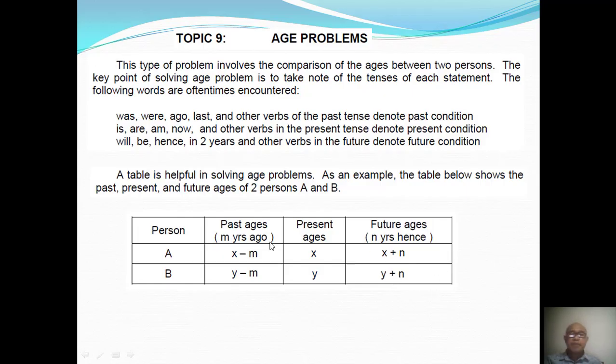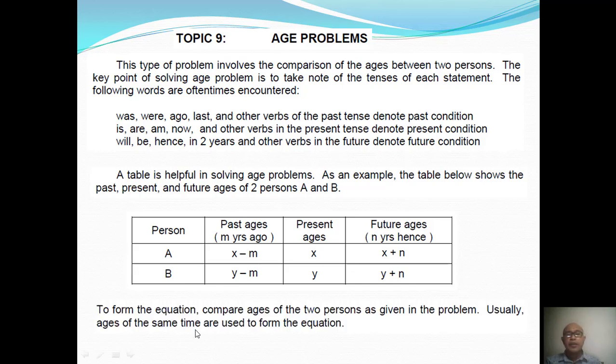Okay? So after we have represented the ages, we can now form the equation. So how to form the equation? Simply compare ages of the two persons. Usually, ages of the same time are to be compared. So it can be in the present or in the past or in the future.